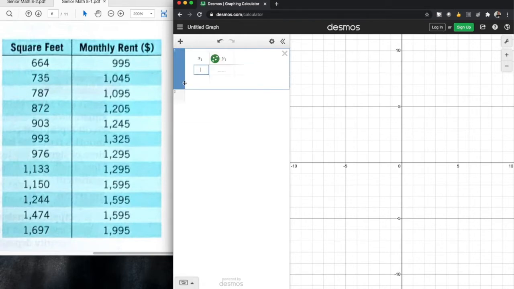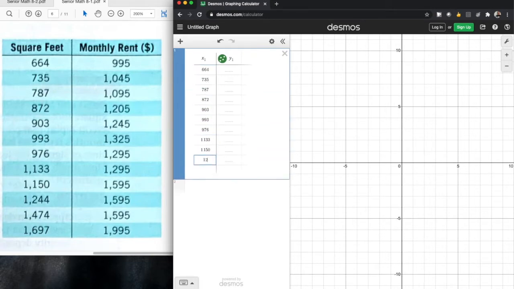Now, when I click table, it automatically comes up with X's and Y's since we're plotting in 2 dimensions, and we have to type in all this stuff for the X's and their corresponding Y's. So when X is 664 for the first one and 735 for the next one, there's all the X's. And that's all the square footages that were listed on that table. Now we're going to put in the corresponding prices. 995, 1045, and there we have all the prices. So if you look carefully, we have all the numbers from the table that was in the example loaded into Desmos.